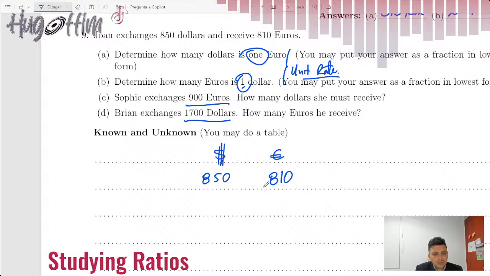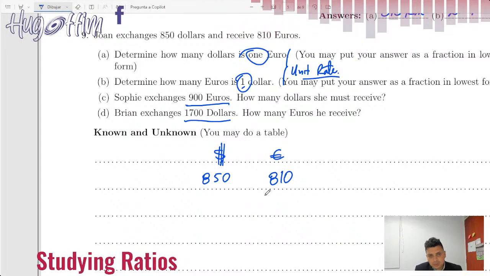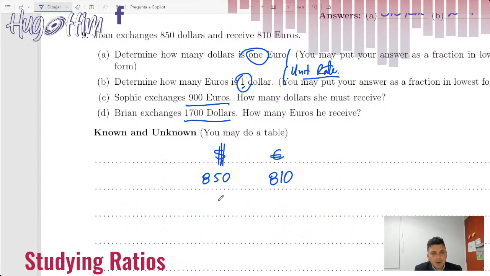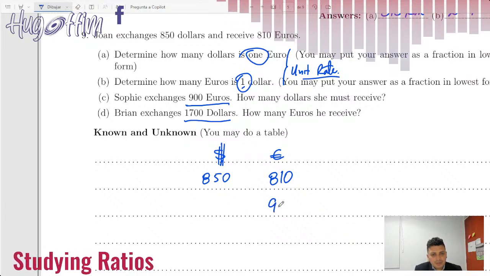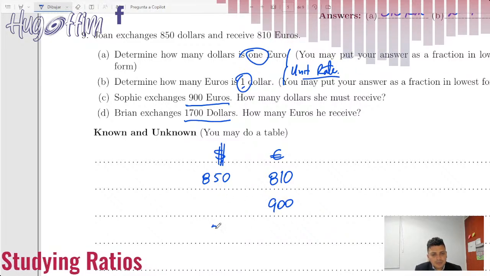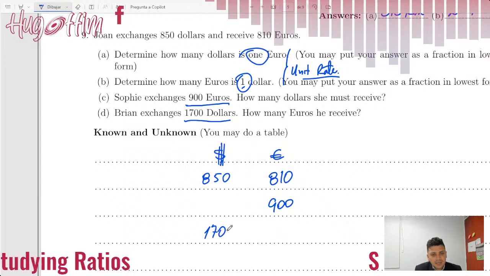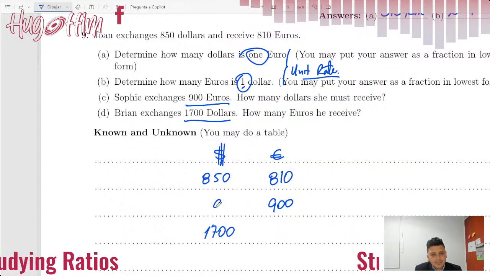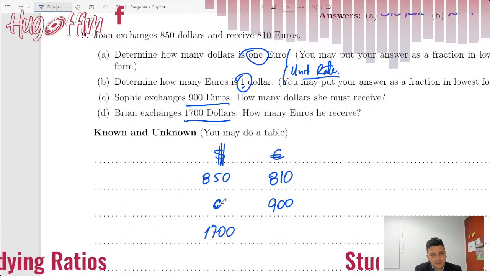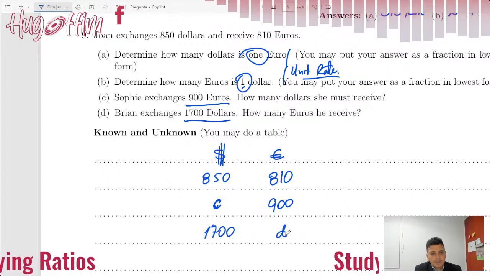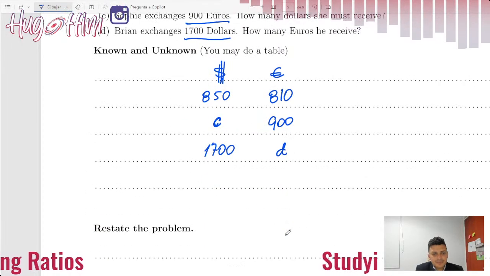So I'm not going to put the unit rate here in the table. You can put it, of course, but I'm going to put just what happens if I have 900 euros and what happens if I have $1,700. That will be question C, that will be question D. Now I'm going to get the unit rate.